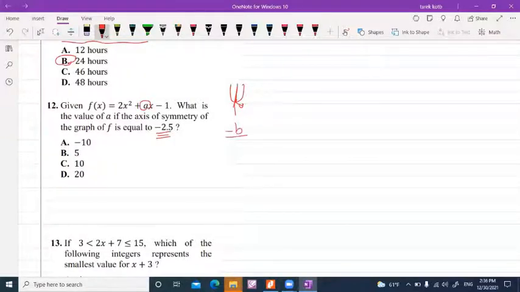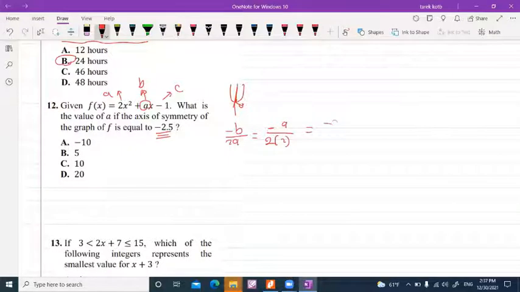So let's get the first component of the vertex, negative b over 2a. This is considered b, this is considered a, and this is the c. So it will be negative a over 2a, and a here is 2, so it will be negative a over 4. This is the first component of the vertex, that means that it is representing the equation of the axis of symmetry. And he said that the equation of the axis of symmetry is negative 2.5, means this equals negative 2.5.